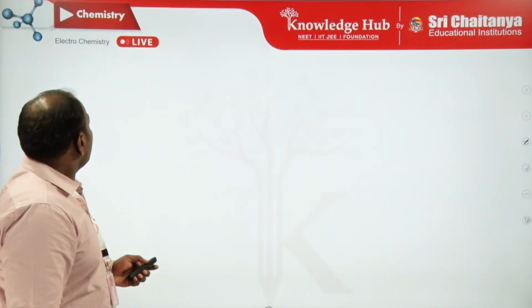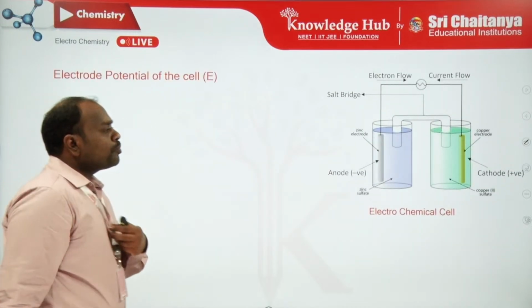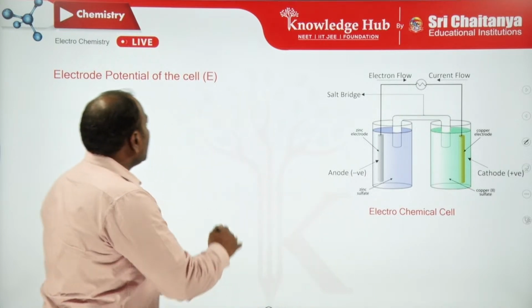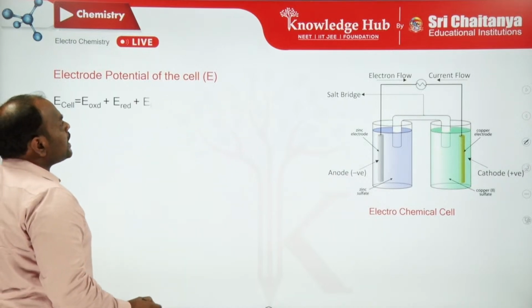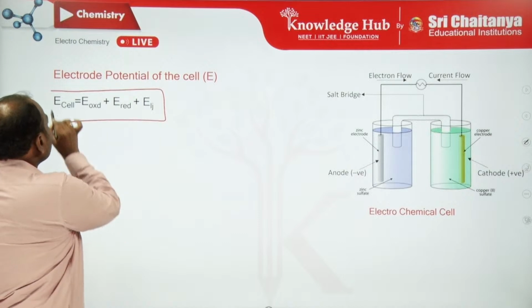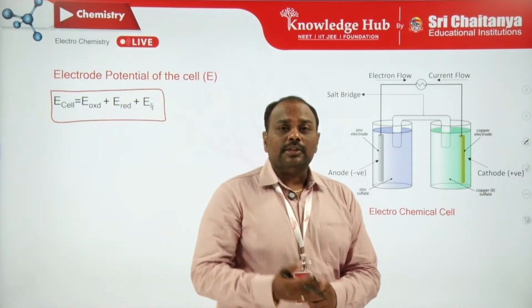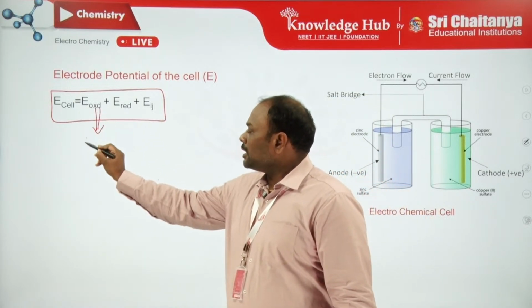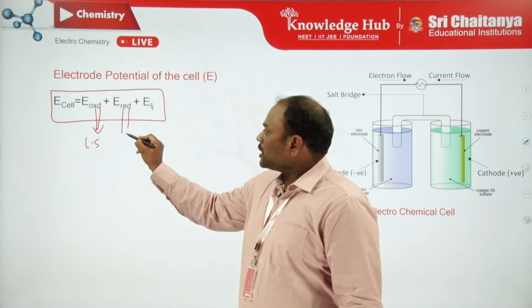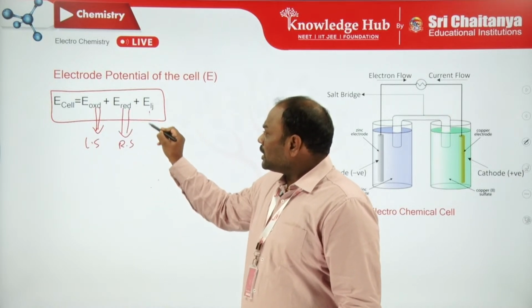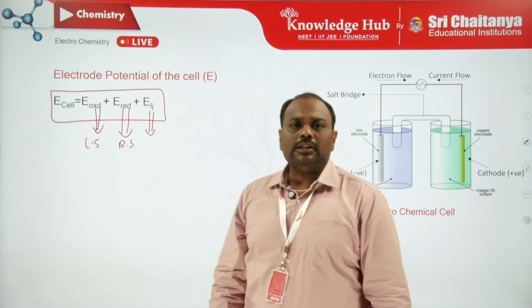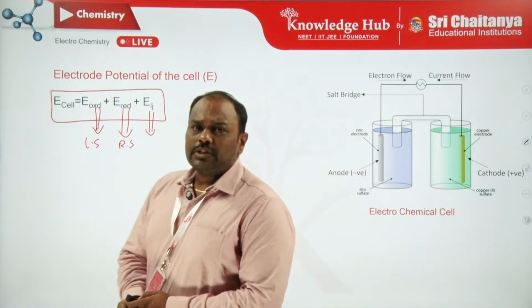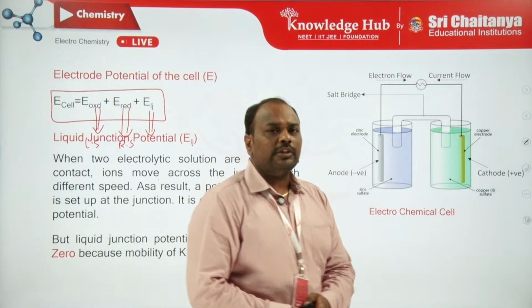Now, here we are discussing the electrode potential of the cell. So what are the changes that take place in this reaction? The electrode potential of the cell is calculated using this formula. So what are the reactions that take place? In a cell, the oxidation reaction takes place on the left side, and the reduction reaction takes place on the right side. What is the liquid junction potential? E_LJ is nothing but liquid junction potential. What's the definition of liquid junction potential?